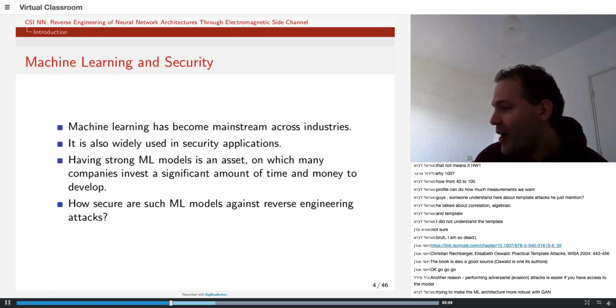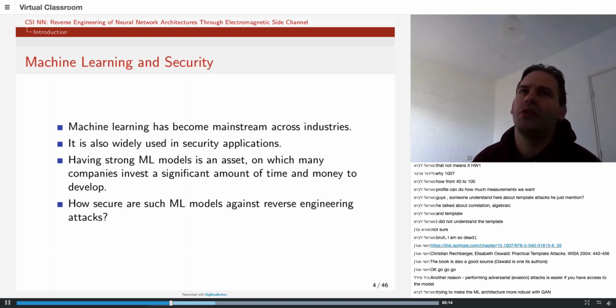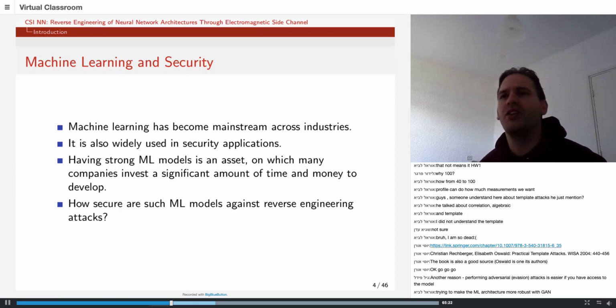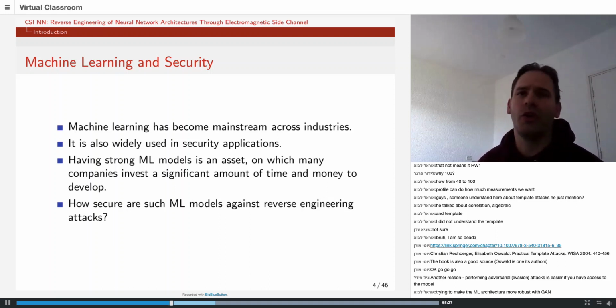Yes, trying to make the machine learning architecture more robust with GANs, that is possible, but what does it mean, robust architecture? A machine learning architecture per se does not need to be robust or not. So the goal is just, can we attack it or can't we attack it? In essence, regardless of how robust your architecture is, the effort to attack it with a side channel attack is more or less the same. Unless your robustness comes from a bigger network, then the attack scales linearly. So it's more difficult, but linearly more difficult.